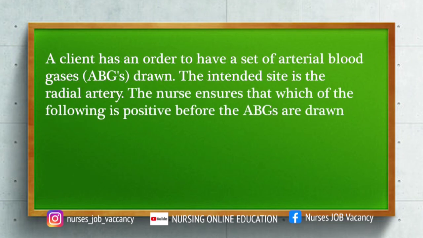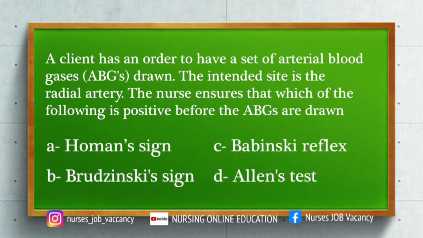Next question. A client has an order to have a set of arterial blood gases, ABGs, drawn. The intended site is the radial artery. The nurse ensures that which of the following is positive before the ABGs are drawn? A. Homans' sign. B. Brudzinski's sign. C. Babinski reflex. D. Allen's test. The right answer is D. Allen's test.